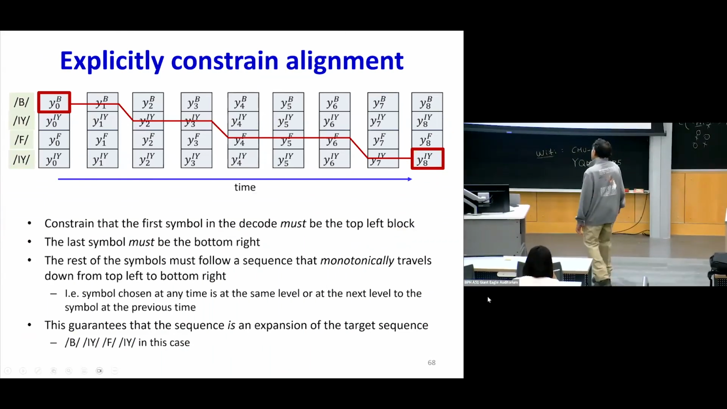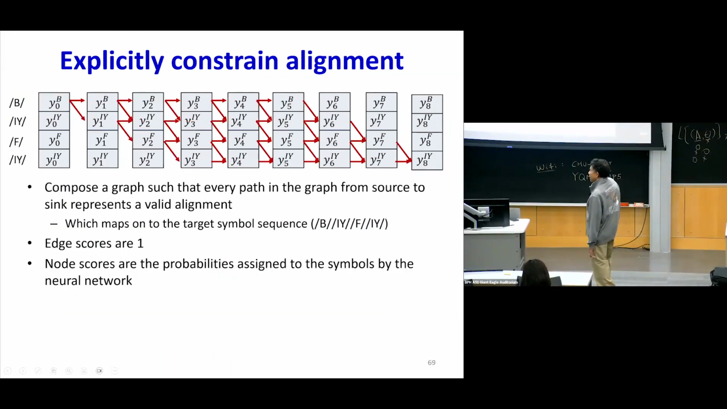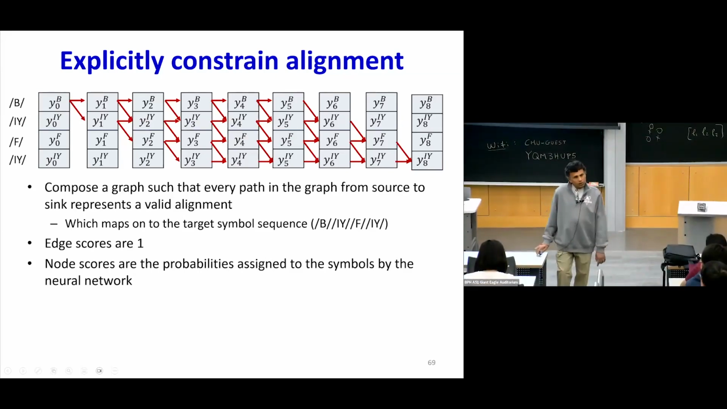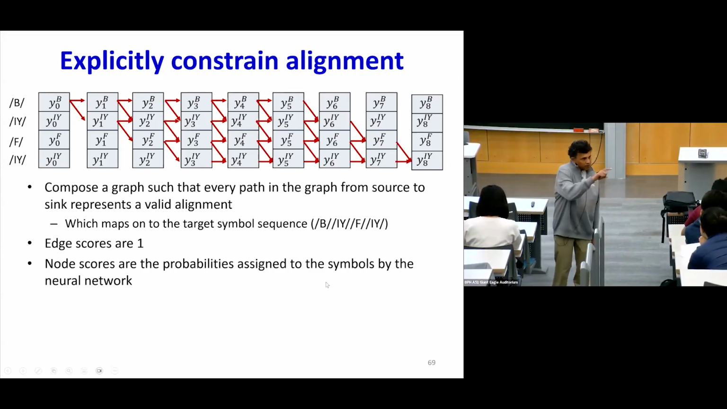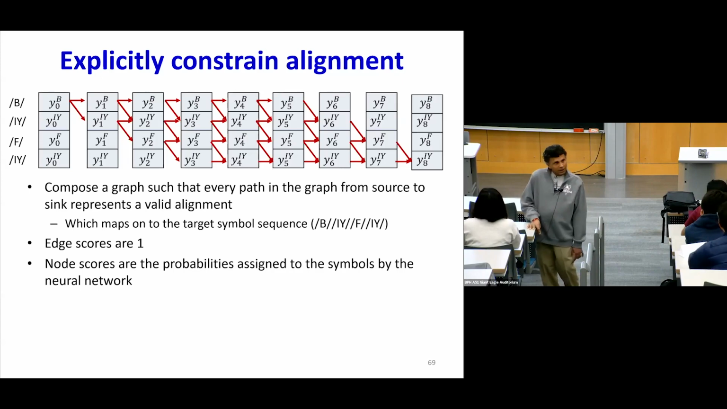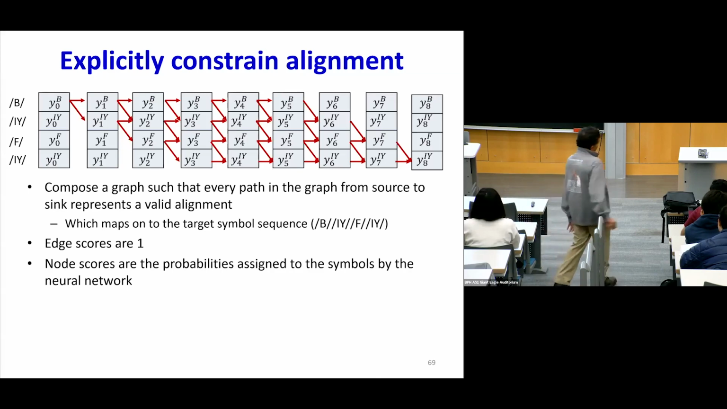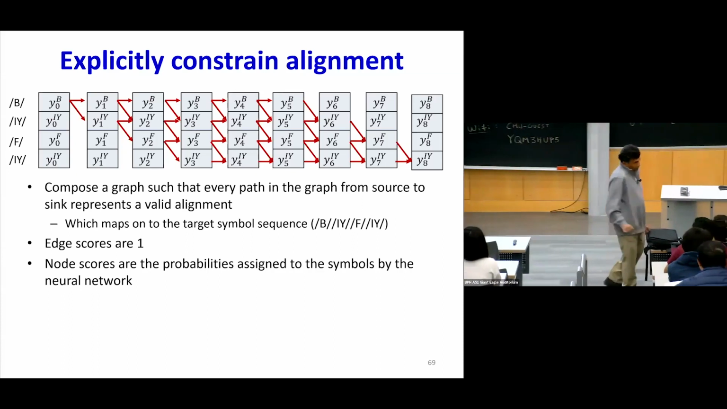And now, what this means is that any alignment of BEEFY to the input is going to be a path from the top left to the bottom right. There's no alignment that's not represented in this graph, and there's no path in this graph that's not an alignment. So every path from top left to bottom right is an alignment of my symbol sequence to the input.